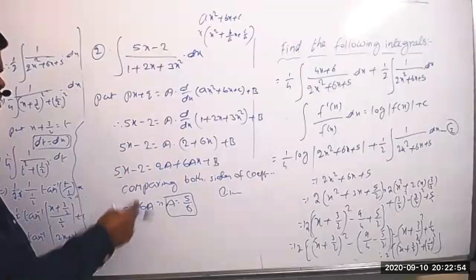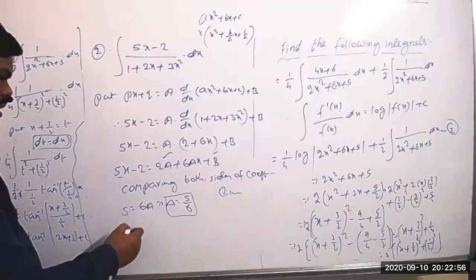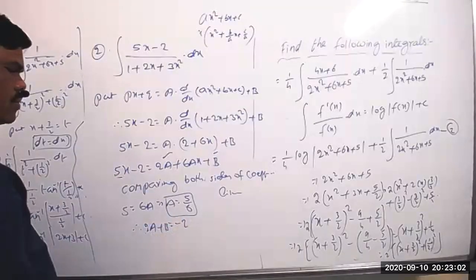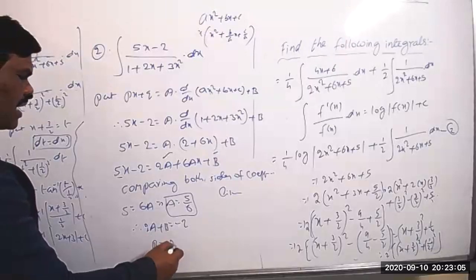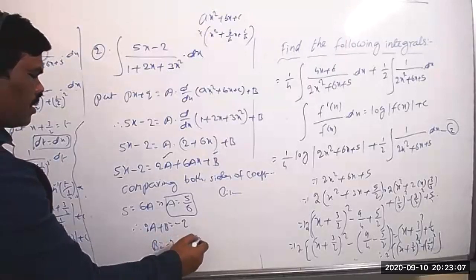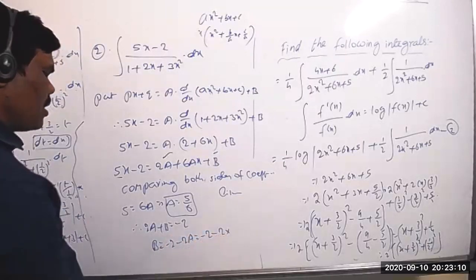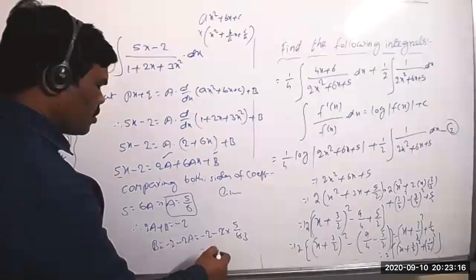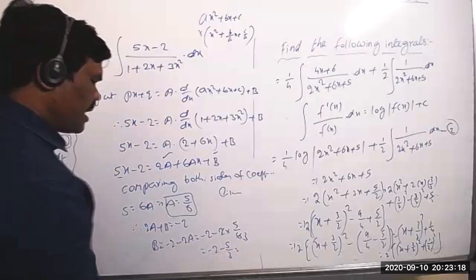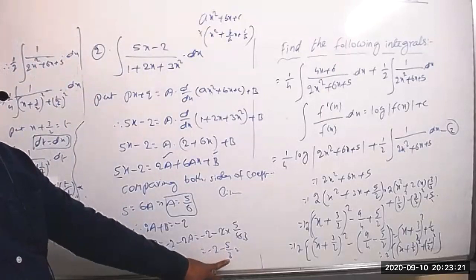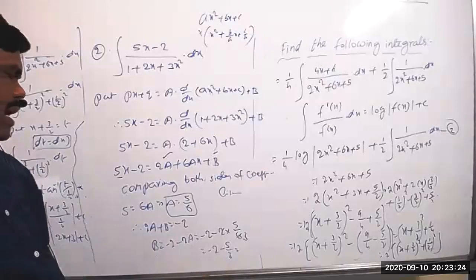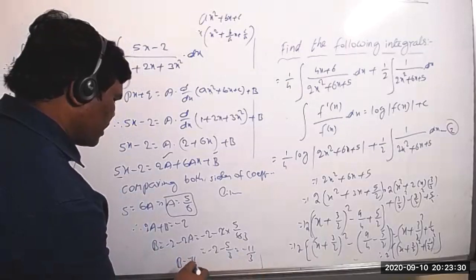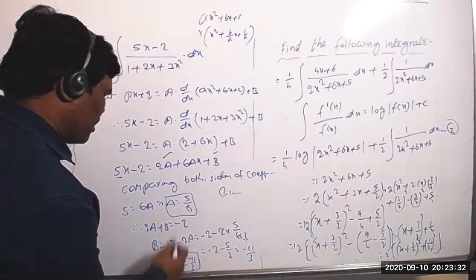Now comparing constants. What is the constant value? 2A plus B is the constant. So 2A plus B must be equal to the constant here, minus 2. So the value of B equal to minus 2 minus 2A. So minus 2 minus 2 into the value of A, which we just got as 5 by 6. So 2 into this, 3 times: minus 2 minus 5 by 3. Take LCM: minus 2 into 3 equal to minus 6. So minus 6 minus 5 equal to minus 11. Minus 11 by 3. So the value of B equal to minus 11 by 3.